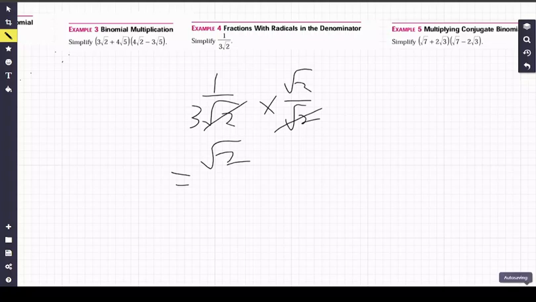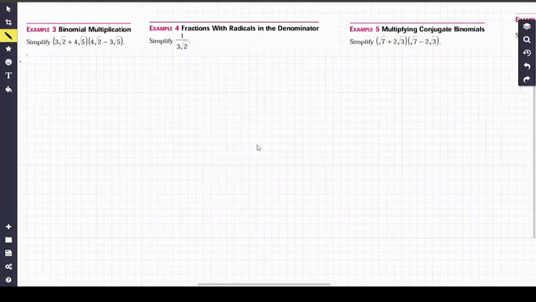So now, this is going to be 2. So 3 times 2, that's going to be 6. So now it becomes root 2 over 6. And finally, we have completely got rid of the radical in the bottom, and now we only have a radical at the top, and we have finished it.